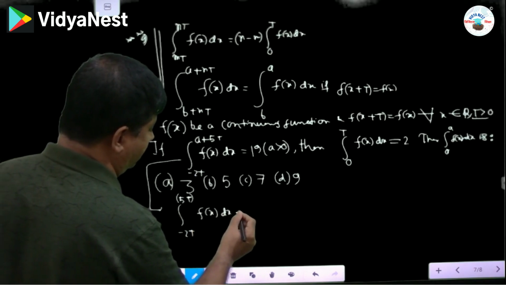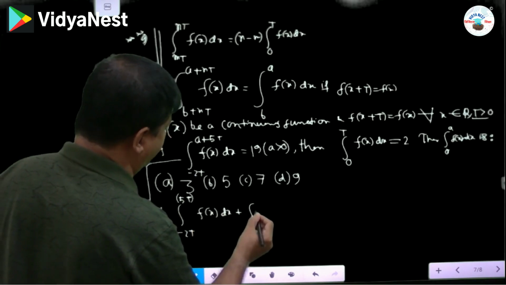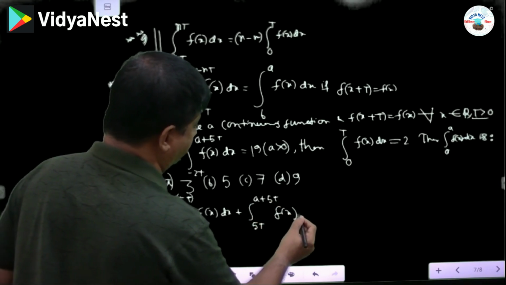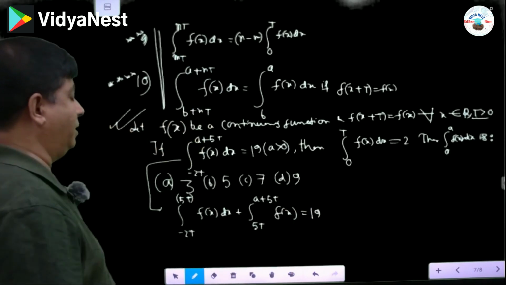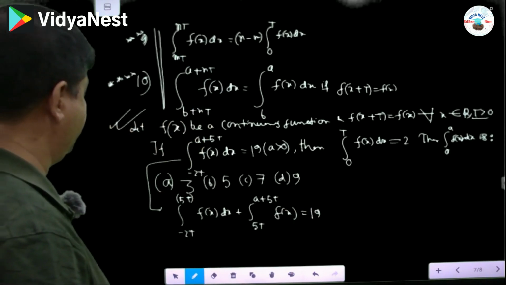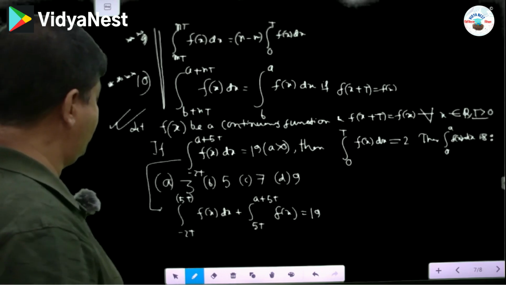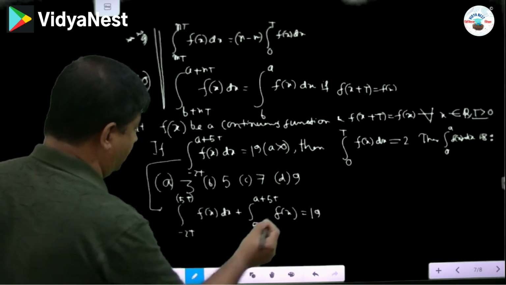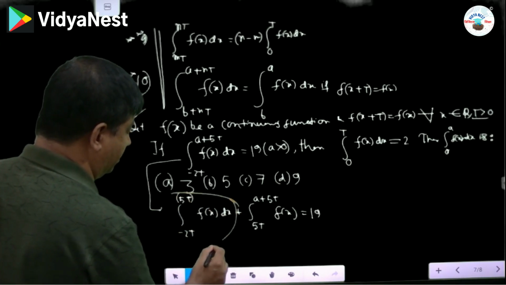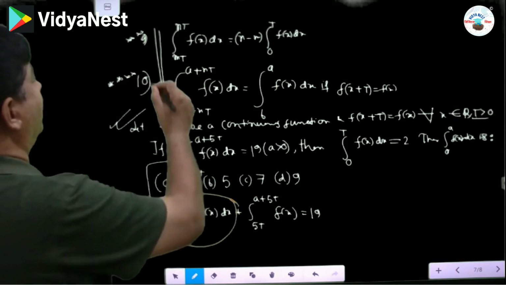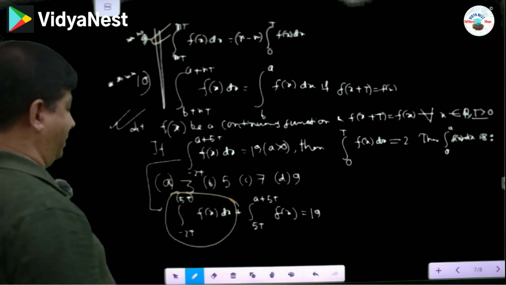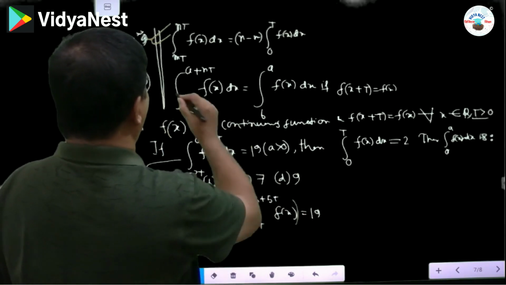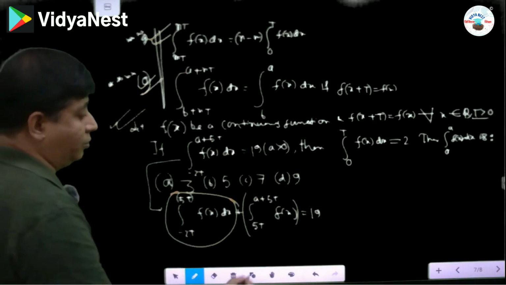Integral of fx dx from minus 2T to 5T plus the integral from 5T to A plus 5T is equal to 19. Now, you see this part refers to which formula? This one, MT, T is the period, and this part refers to this formula. So use that.